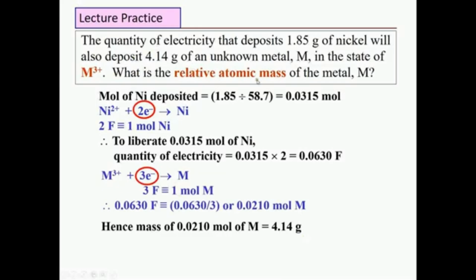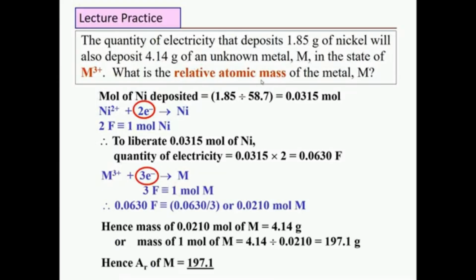So to work out the relative atomic mass, we just need to work out the mass of 1 mole of M. The numerical value will be the relative atomic mass. So the mass of 1 mole of M will therefore be 197.1 grams. The numerical value without the units is the relative atomic mass of M. So 197.1. Do you get it right? Good.